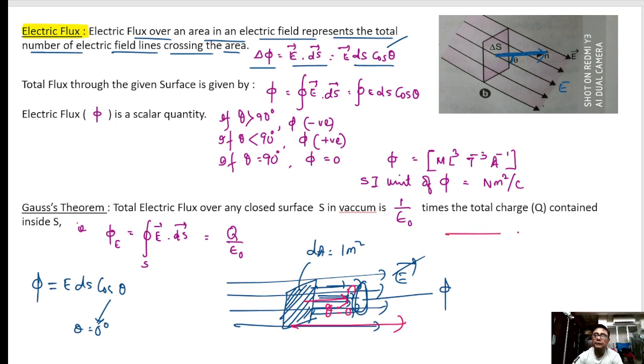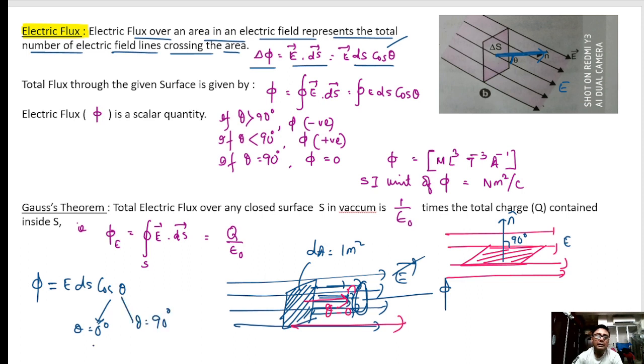But if this is the electric field and you are placing the surface like this, how will be the normal? The normal is actually like this, and this is the electric field, so the angle is 90 degree. So when this angle is 90 degree, the flux will be 0. Clear?